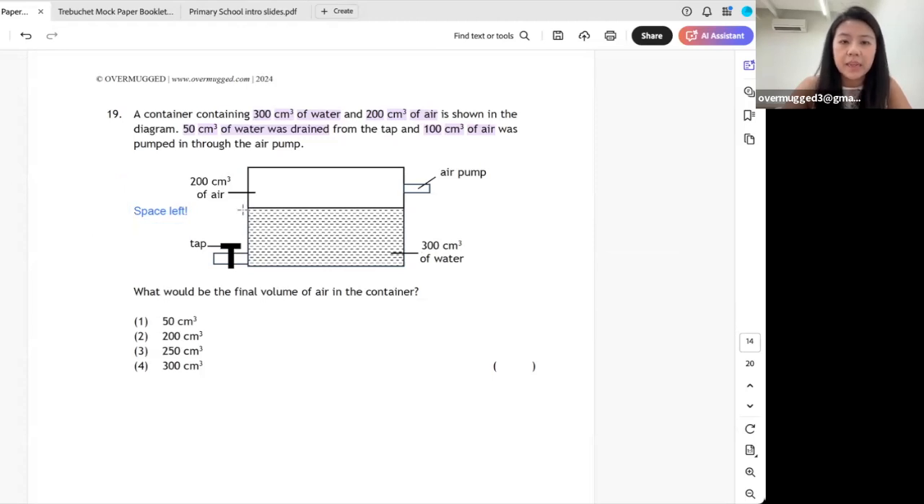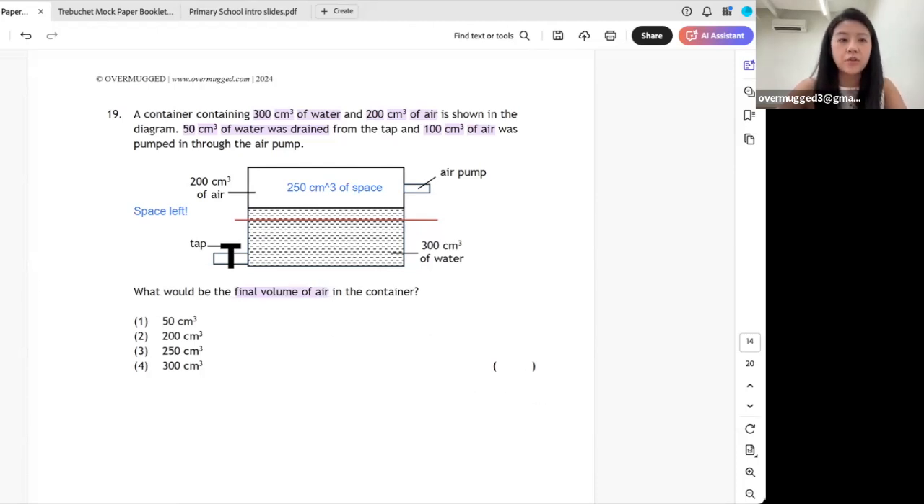Let me just draw a line here. Okay, and the amount of space available now would be 20 and 50, which is 20 cm cube of space. What's going to happen to the air is it's going to spread out. It's going to spread out, take up all the space, all right? So what's the final volume of air in the container? It's going to take up all the available space here, which would be option 3.